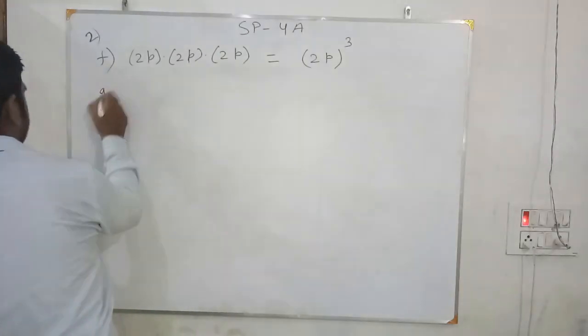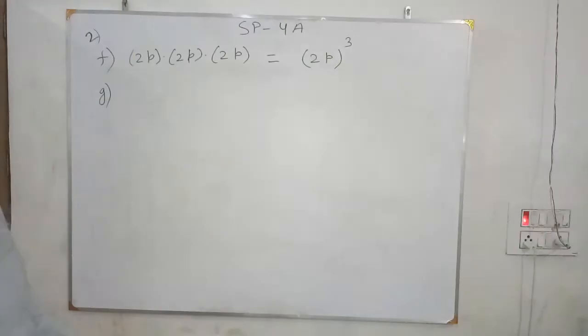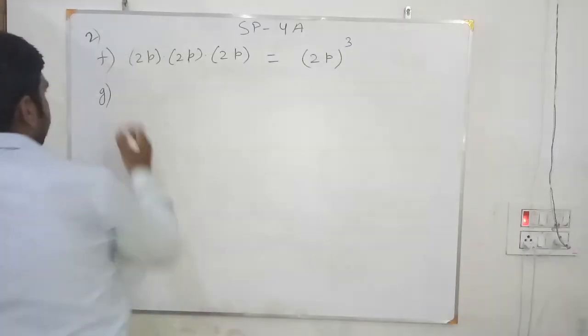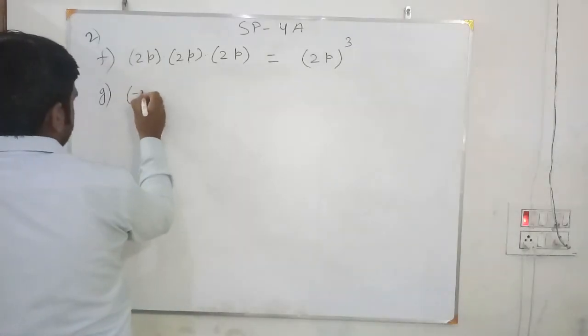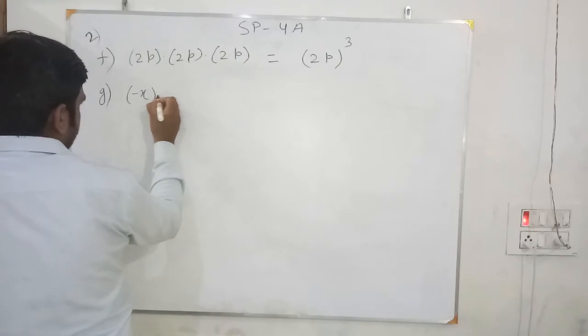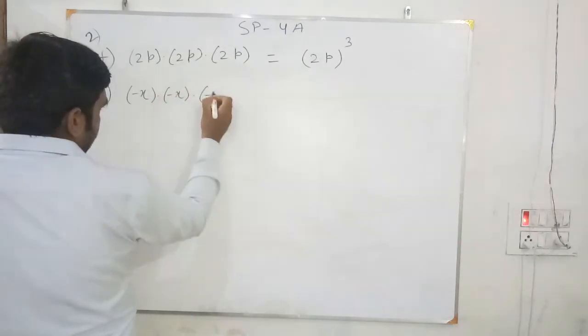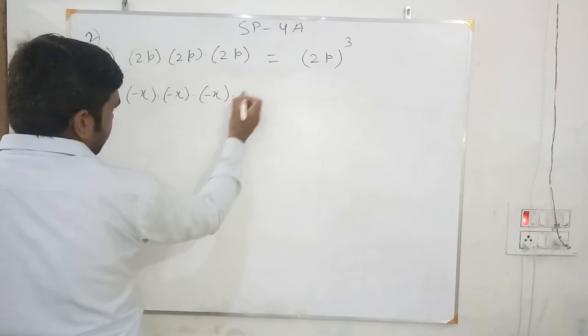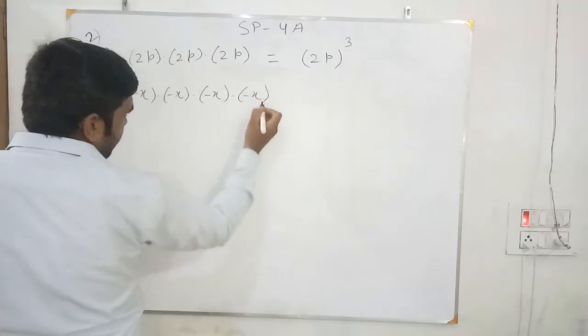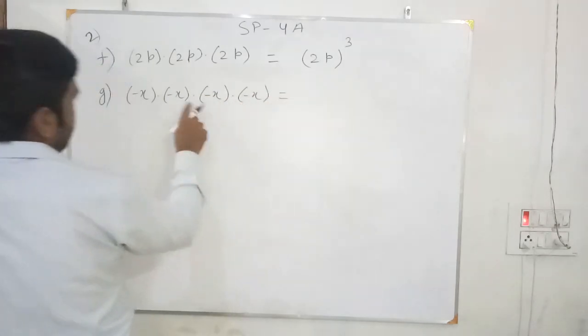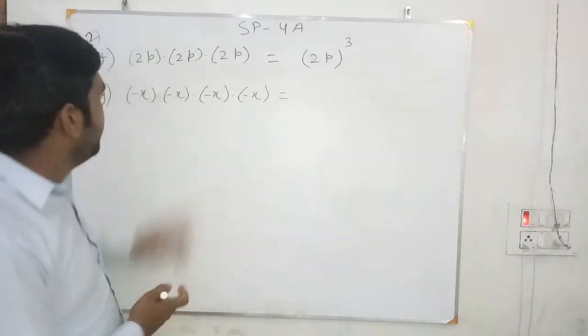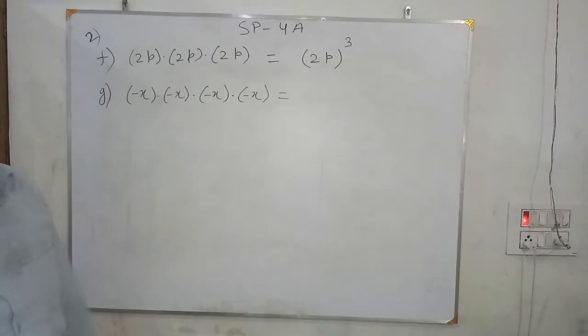See the question number 2g. Minus x, minus x, minus x means minus x is multiplied by itself 4 times. This dot is the symbol of multiplication here. Minus x is multiplied by minus x 4 times.